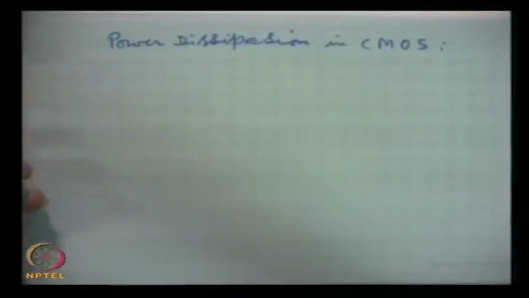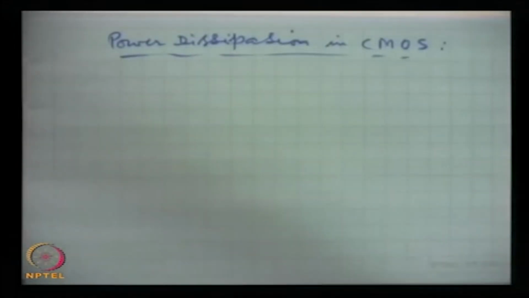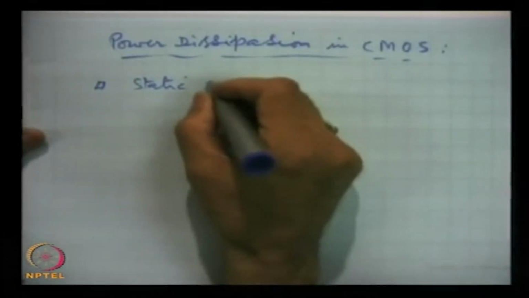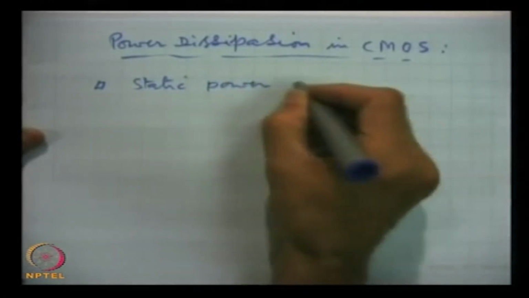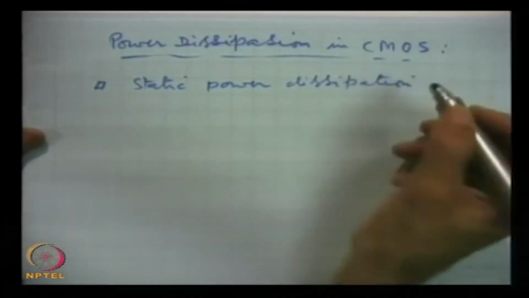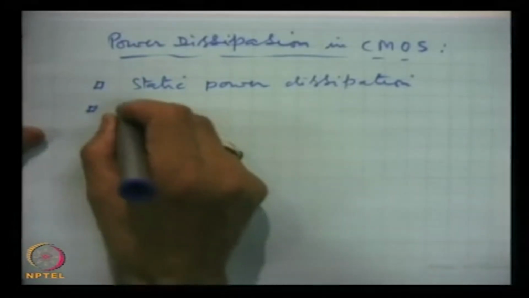So, always power consumption is same as power dissipation. So, now we consider why power dissipation in CMOS is least. There are two types of dissipation. One is static power dissipation, and the other is dynamic power dissipation.